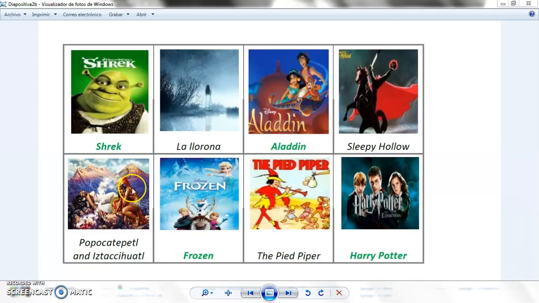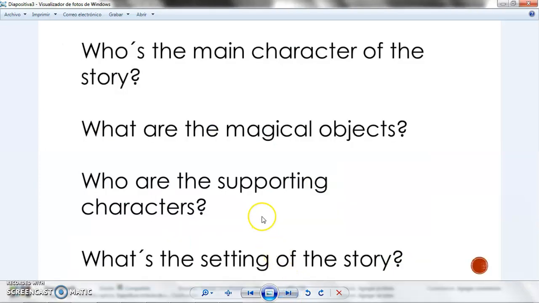Well, in this case, all of them have some kind of magical objects. And that's the reason that they are considered fantasy stories. Now, you need to think who is the main character of each story. In this case, Aladdin is the main one in Aladdin. Harry Potter, Shrek, the Weeping Woman are the main characters of the story.